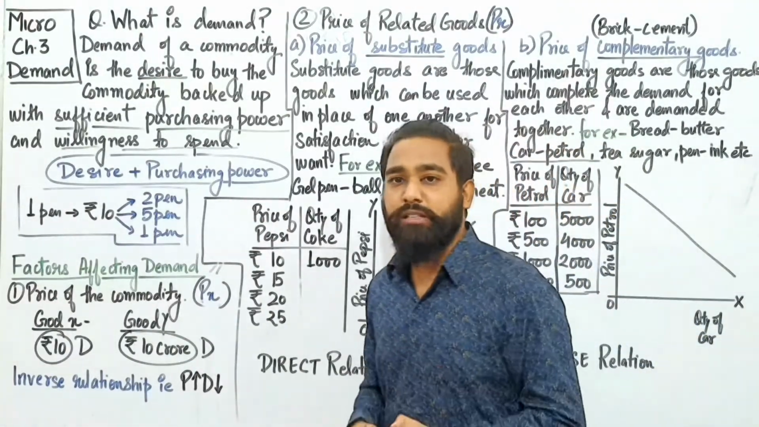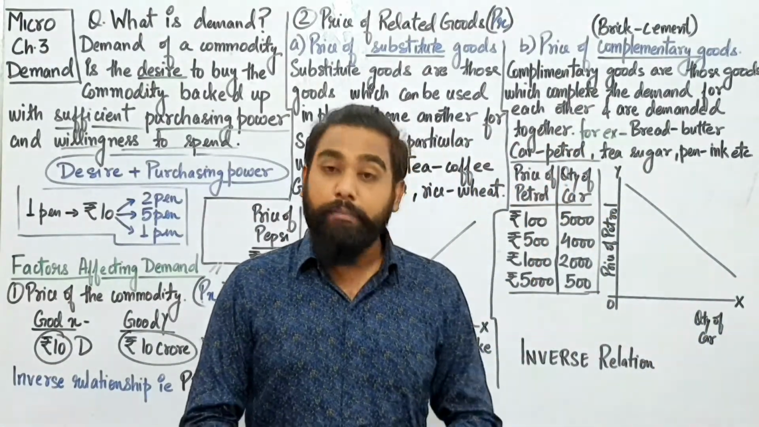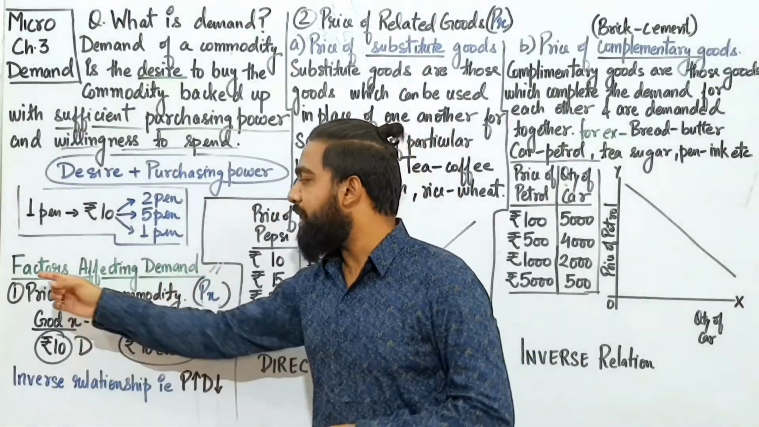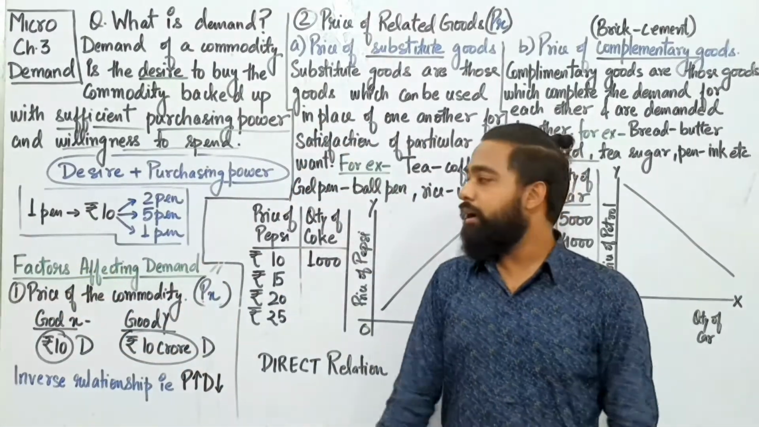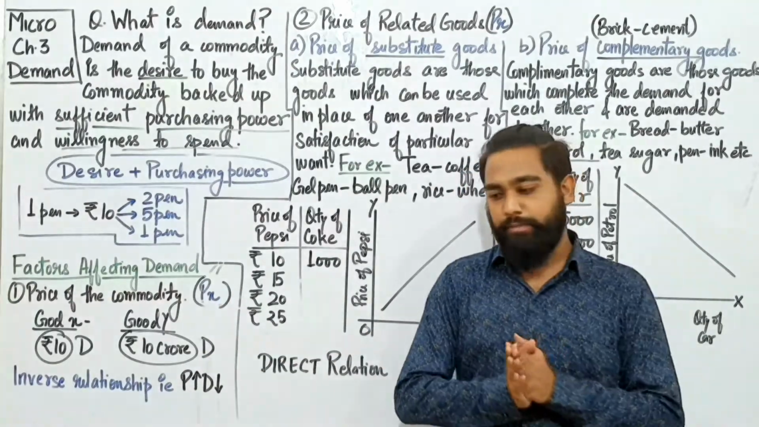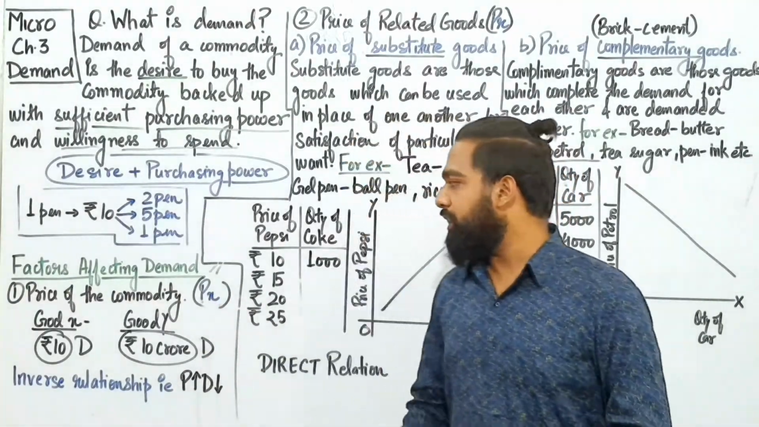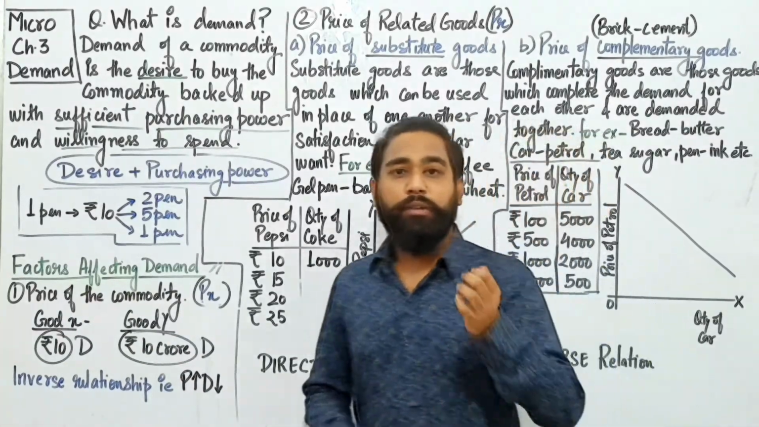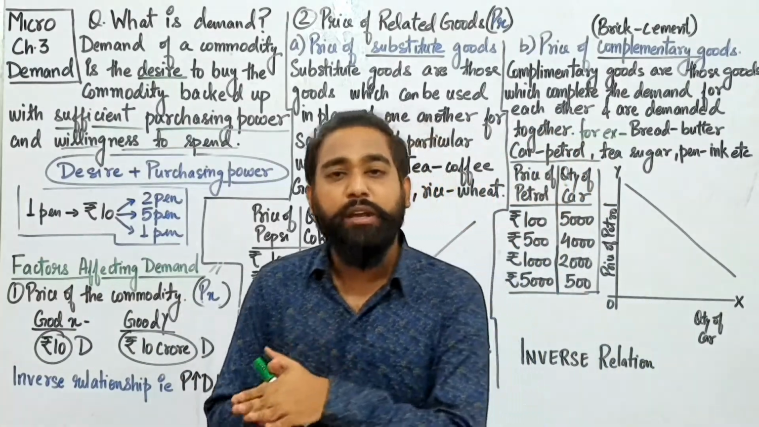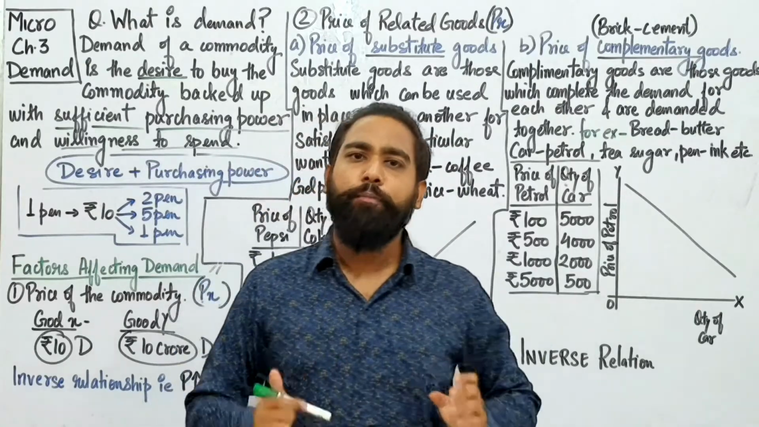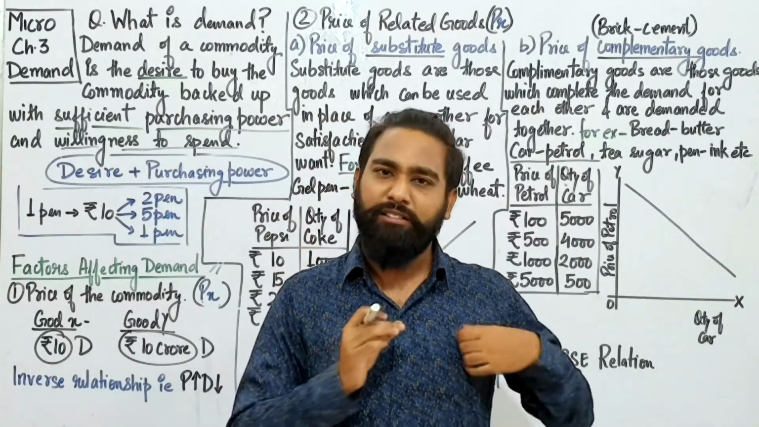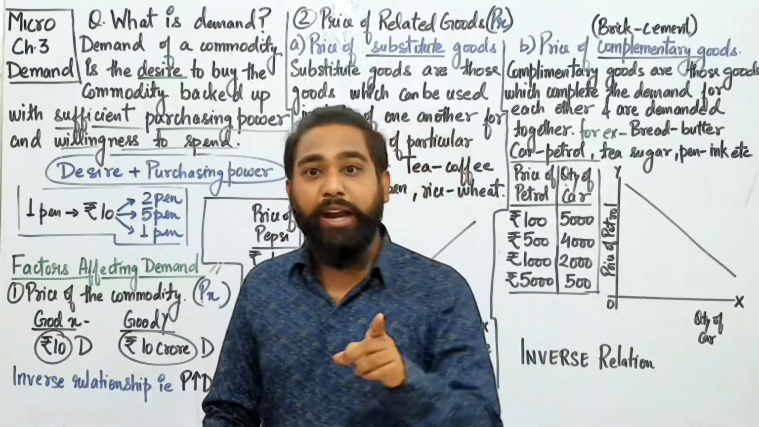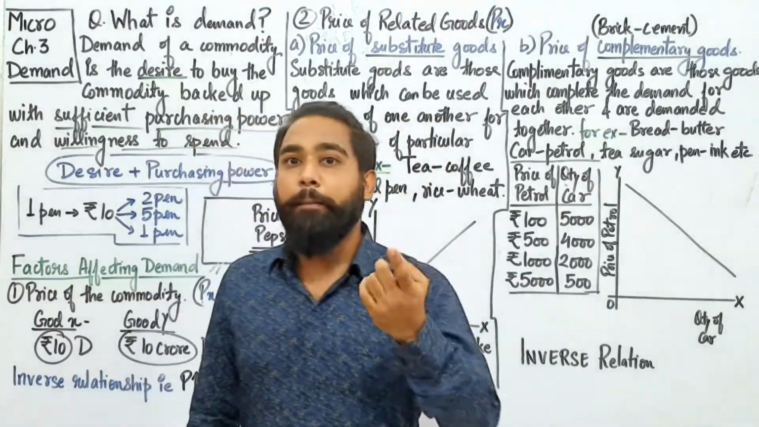What are the things which determine the demand, or you can call it determinants of demand. Determinants of demand or factors affecting demand, both are the same thing. Now the first determinant is price of a commodity. Of course, if there is a commodity which is under your budget, you can easily buy it. You have that money in your pocket, so you can easily buy it. That commodity's demand will be more.